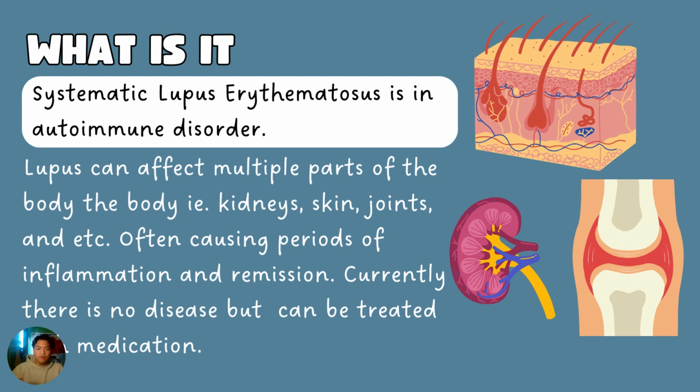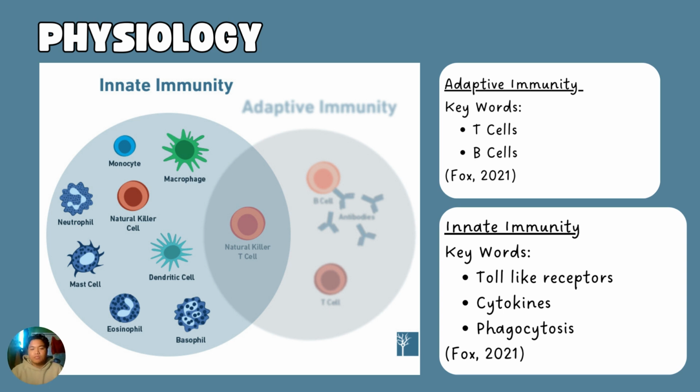It's common for individuals with lupus to experience a lot of flare-ups, and then after that they'll experience downtime where they're recovering from that flare-up. As of right now, there's no cure for the disease, but it can be treated with medication and other self care. To understand lupus, it's best to understand the physiology behind it.